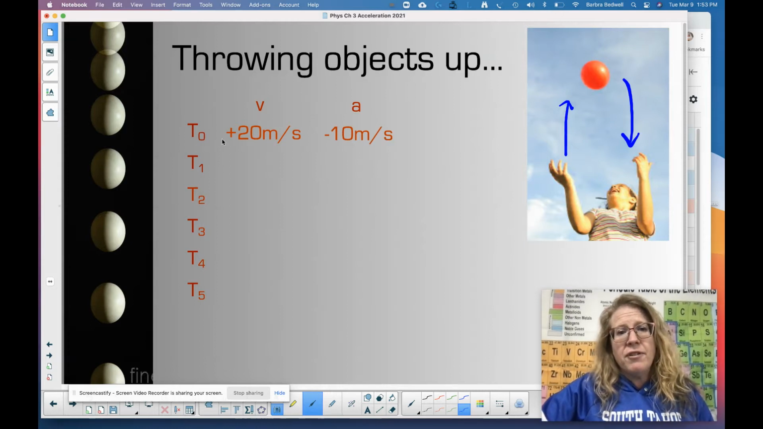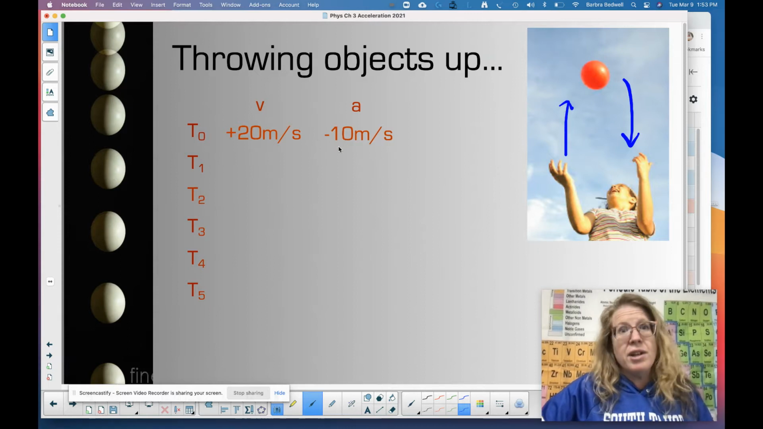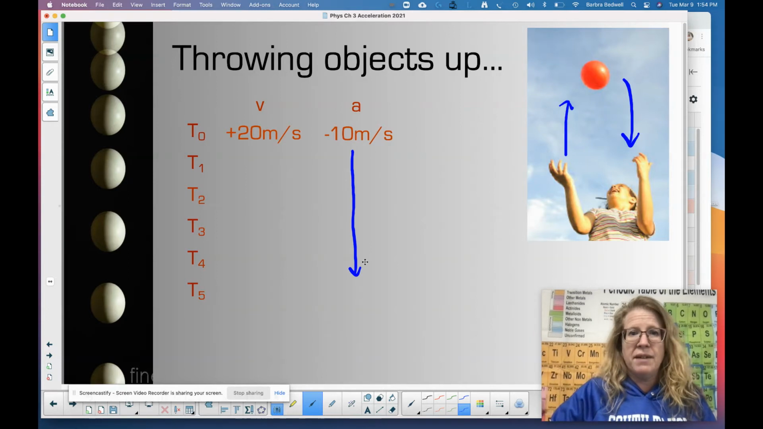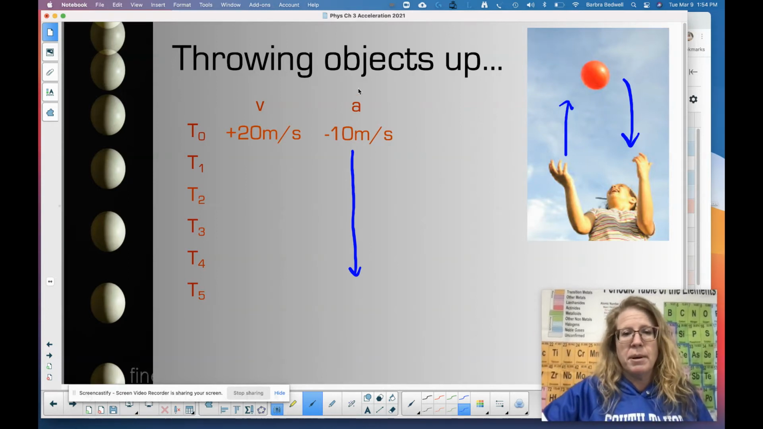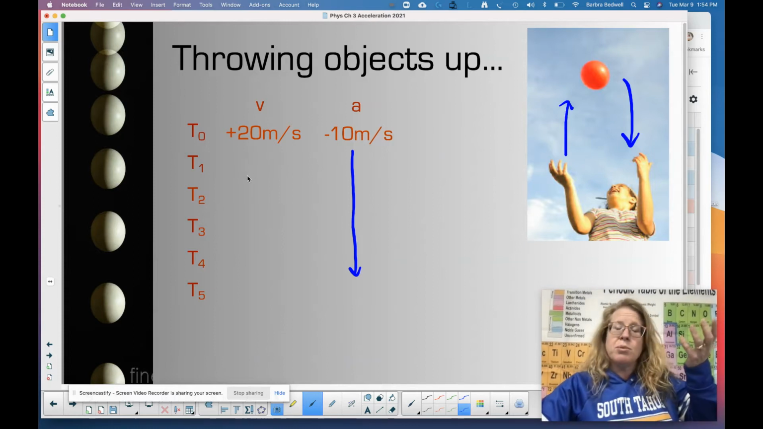Now you've got a VI, right? This is our initial velocity, and it's going upwards at 20 meters per second. You're throwing it up in the air. And our acceleration, again, is always negative 10 all the way down. Every single time, it's going to be negative 10 meters per second, just for this thought experiment. Again, we're rounding it. So at 1 second, what happens when you throw it up in the air?